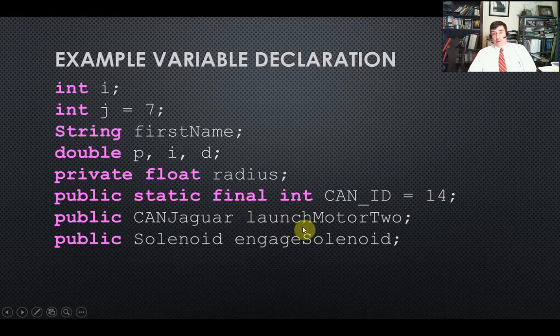Here's a non-primitive type. launchMotor2 is a CANJaguar, which is public. CANJaguar is one of the classes that FRC gives you in the API that instantiates a motor controller, specifically a Jaguar motor controller, connected over the CAN bus. CAN is an acronym for Controller Area Network. Lastly, engageSolenoid is a Solenoid, which is public. Solenoid is another one of those classes that FRC gives you in the API for Java programming.